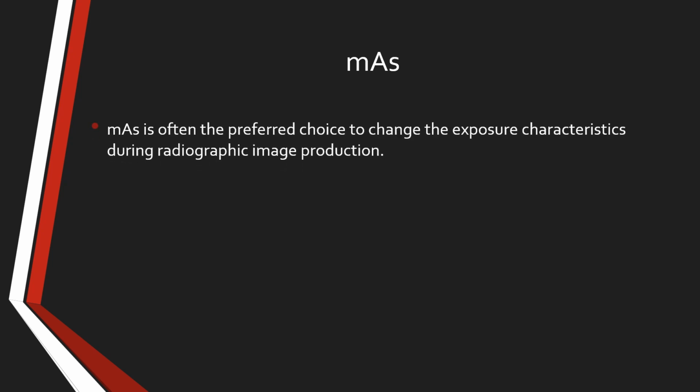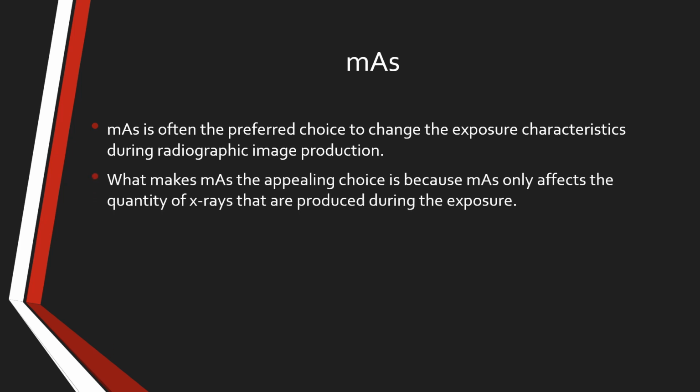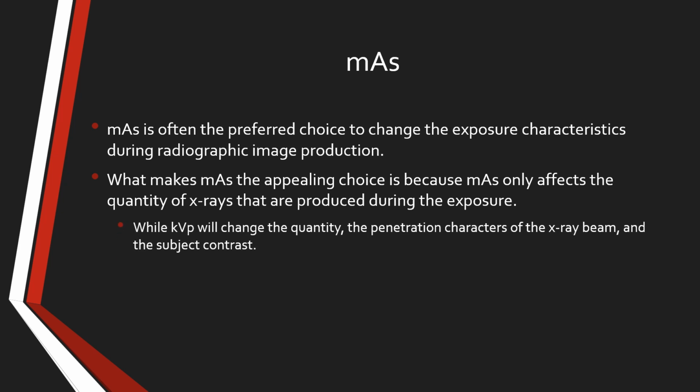We'll continue talking about mAs. mAs is often the preferred choice, as we talked about, to change the exposure characteristics during radiographic imaging production. What makes mAs the appealing choice is that mAs only affects the quantity of the X-rays that are being produced during the exposure. The kVp will change the quantity and the penetrating characteristics of the X-ray beam, and it could possibly change the subject contrast. For a repeat for technique, the mAs should be changed by at least a factor of 2.